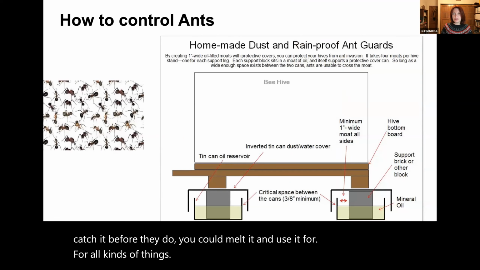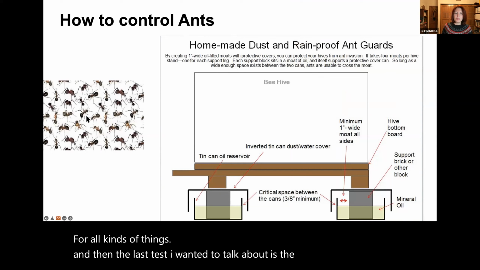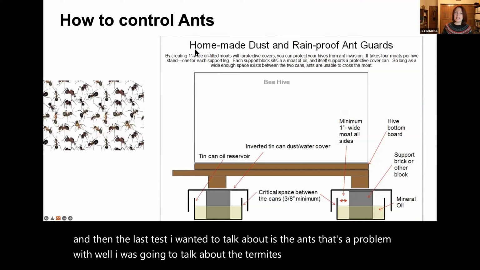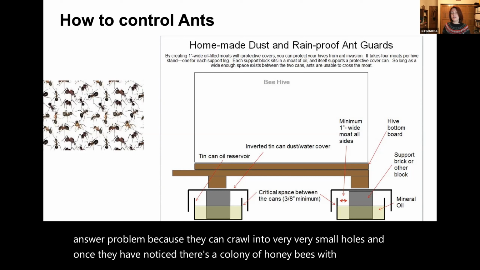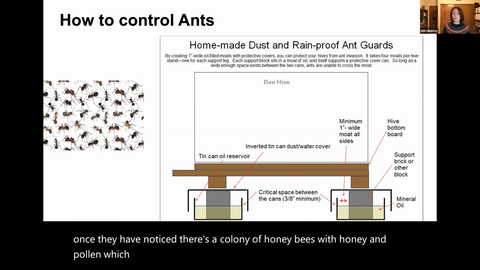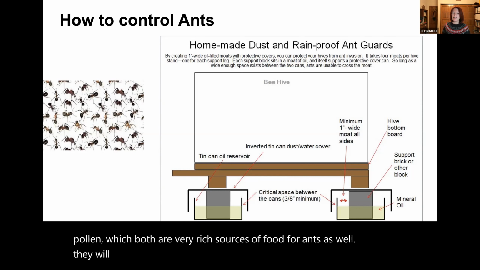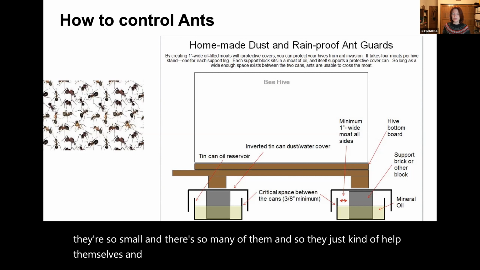And then the last pest I wanted to talk about is the ants. I was going to talk about the termites briefly as well, but the ants are a problem because they can crawl into very, very small holes. And once they have noticed there's a colony of honeybees with honey and pollen, which both are very rich sources of food for ants as well, they will get in, and the bees have a hard time controlling them because they're so small and there's so many of them. And so they just kind of help themselves and leave without any problems.